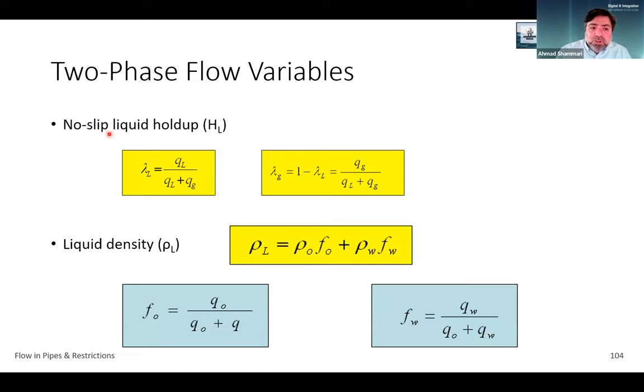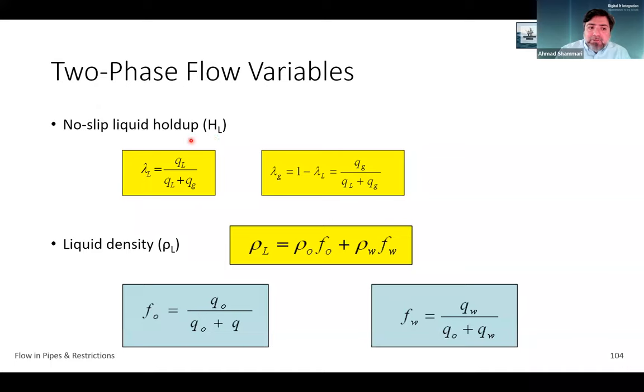So we need to define the no slip liquid holdup. What is the no slip liquid holdup? No slip means that there is no difference in the velocity between liquid and gas. And of course this is impossible, or non-realistic, but this is one of the assumptions that many of the correlations use. Like for example, Duns-Ros is known to be a two-phase flow correlation that assumes no slip, right? And the no slip assumption is valid and important in certain calculations, because without that, we cannot determine specific fluid properties.